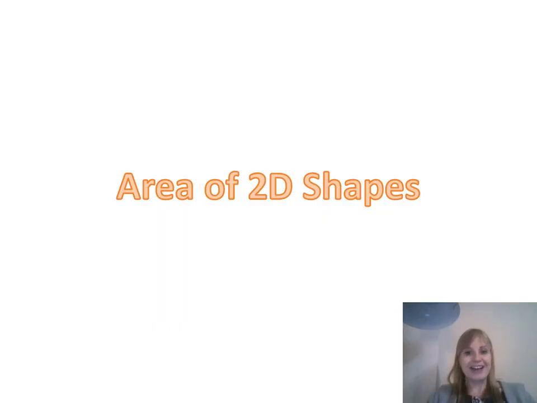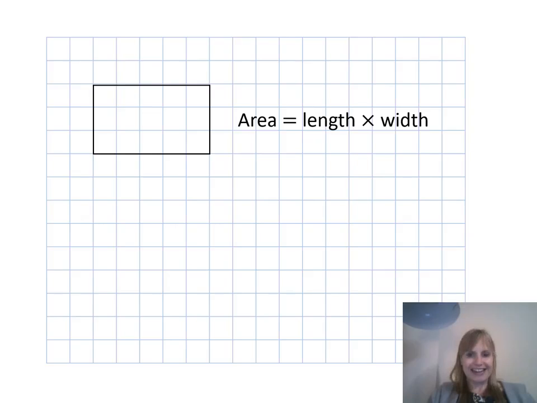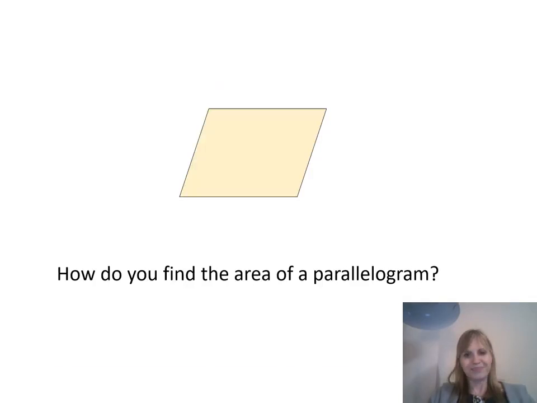Okay, so let's look at how to find the area of 2D shapes. Well, area is the space inside a shape. For a rectangle, we could count the squares, or we could use the formula area is equal to the length times the width. Using the formula is especially useful when we're given a rectangle with non-integer sides.